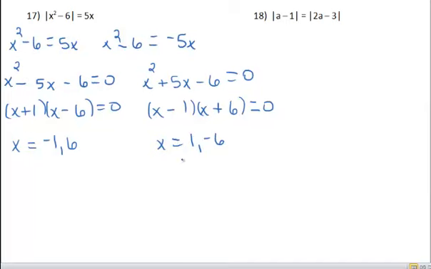So we need to check all of these and make sure they work. I'm pretty sure some of them aren't going to work this time, so let me pause and find out. So what I found out is the two negative numbers don't work. So our solution is simply x equals 6 and 1.